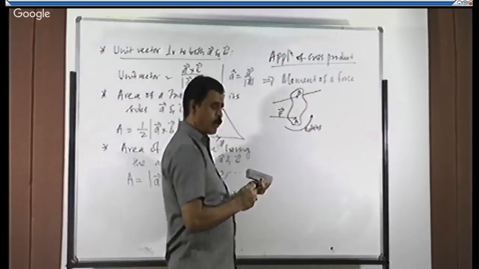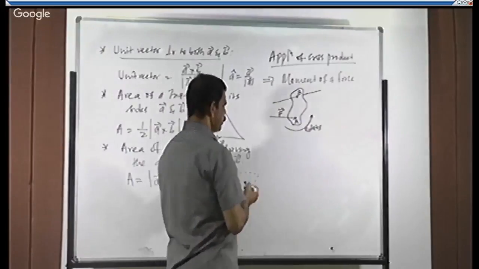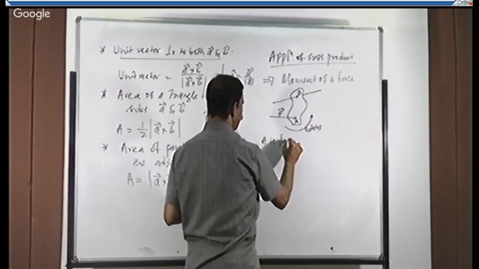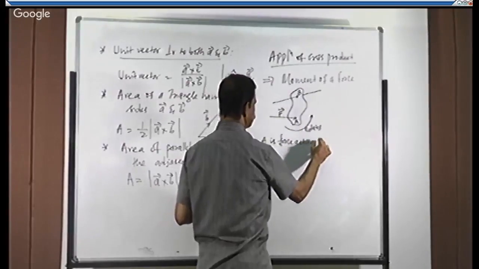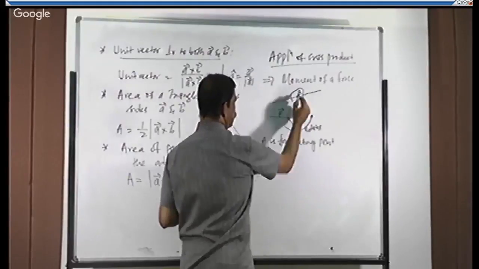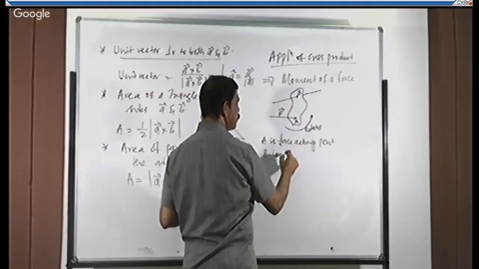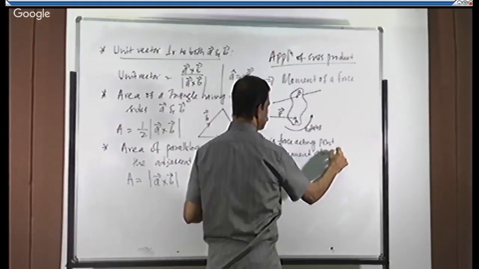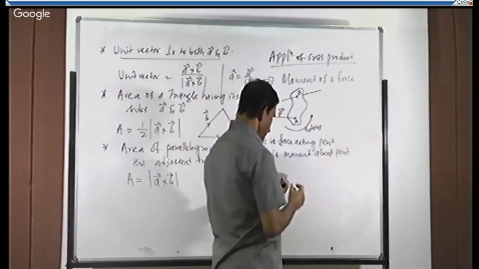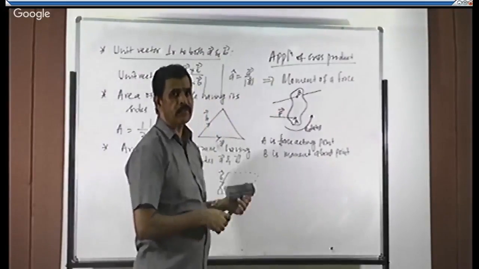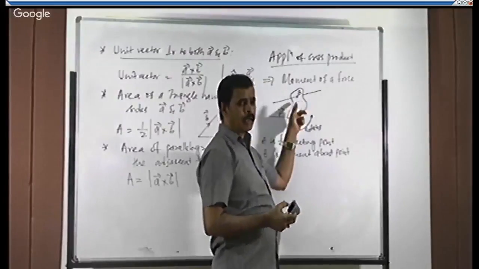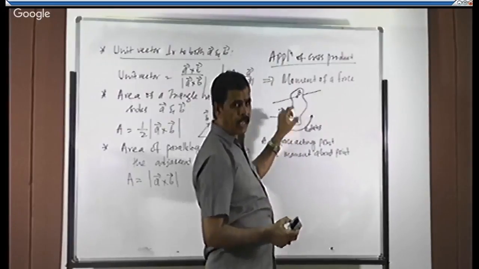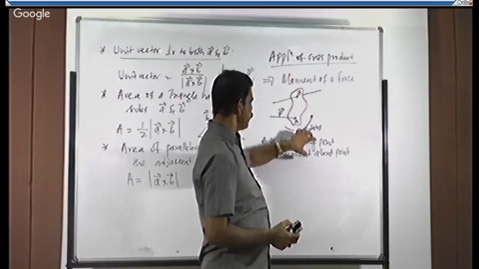What is A? A is called the force acting point. Force acting point. B. What is B? B is the moment about point. It is always mentioned like that only. There will be 2 points. One is the moment about point and the other one is the force acting point. You consider the force acting point is always A and the moment about point is always B.